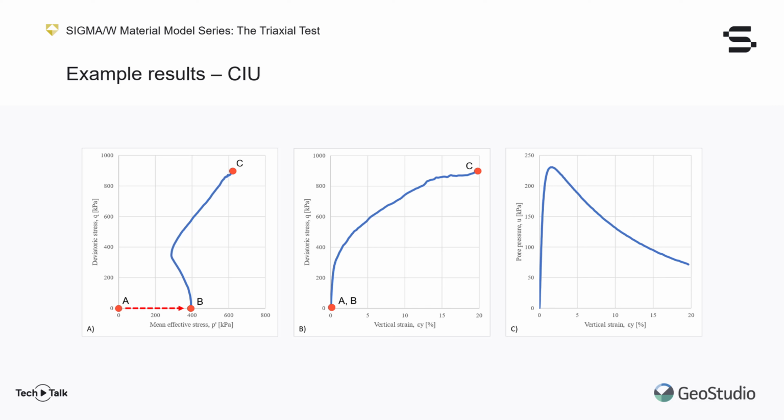Finally, since this is a non-drained test, we can plot the excess pore water pressure that develops during the test. By closing the drainage valve, we negate the soil's desire for volume change. The result is the pore water pressure plot we see here.